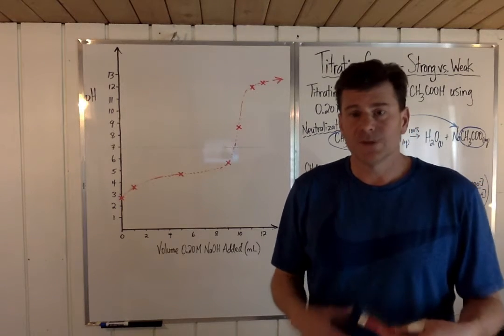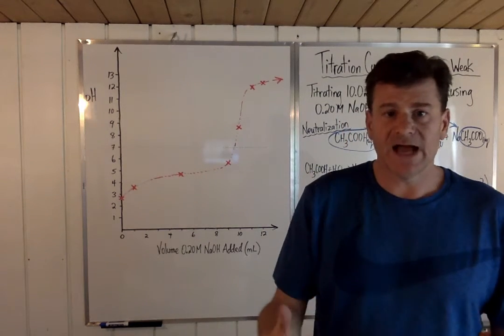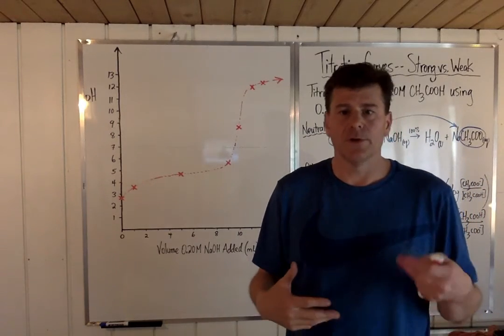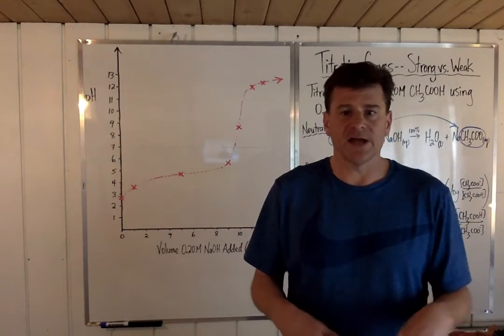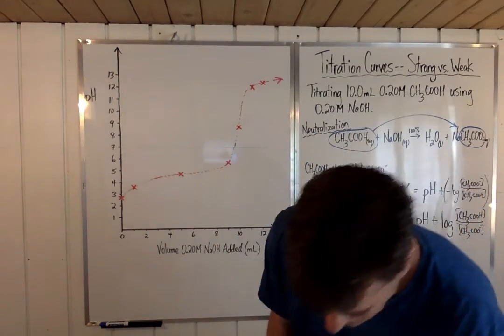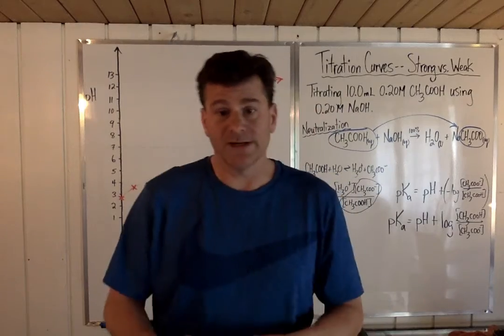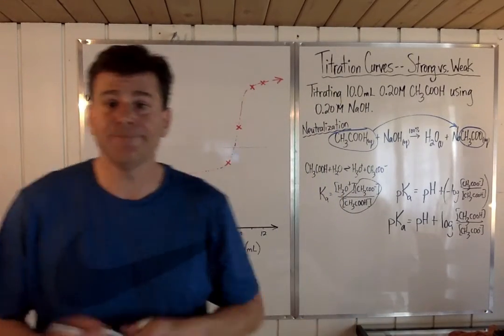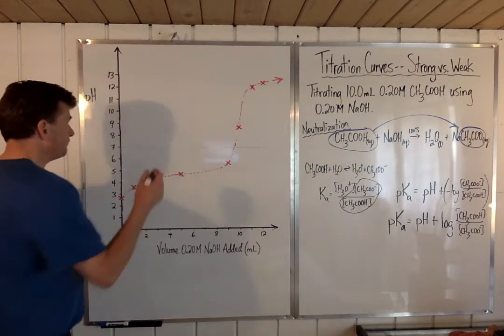Okay? So using the acetic acid as an example, there are some really important things to understand, to visualize in this type of curve. And I'm going to write them down. I'm going to write down the points because there's 2 critical points. Okay? So critical point number 1.